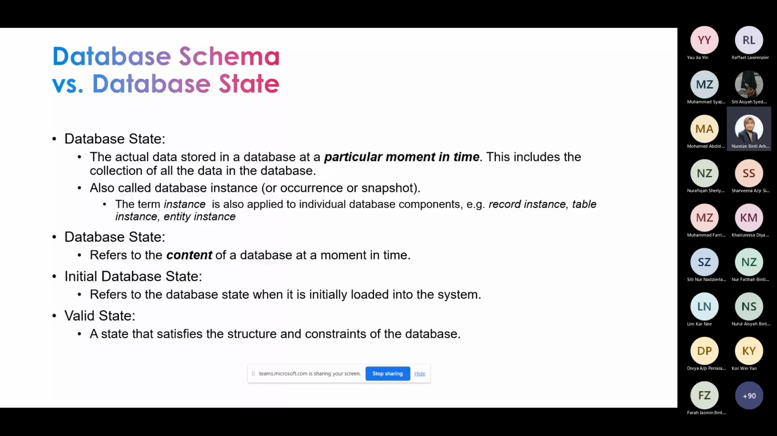The term instance is also applied to individual database parts, like a record instance, a table, and also an entity instance. Again, database state refers to the content of a database at a moment in time. For example, our class attendance now is like this, but 10 minutes before, our attendance was different. This is the situation of a database state.